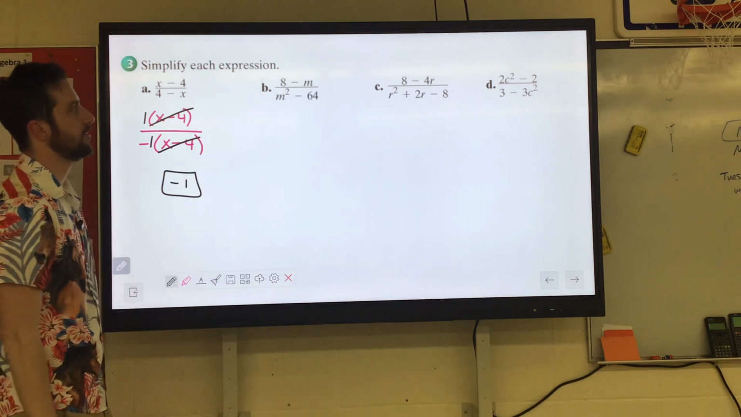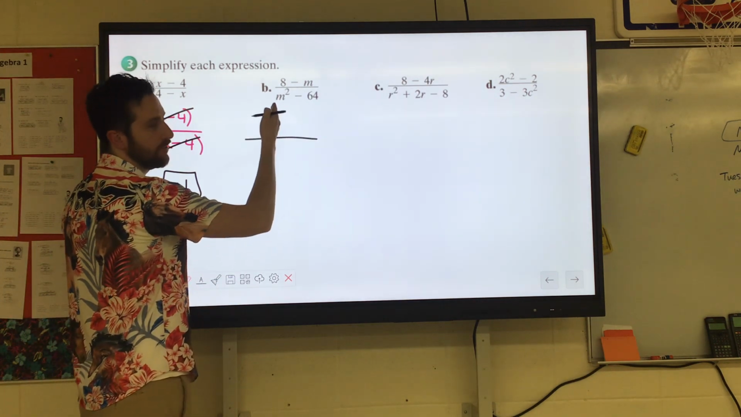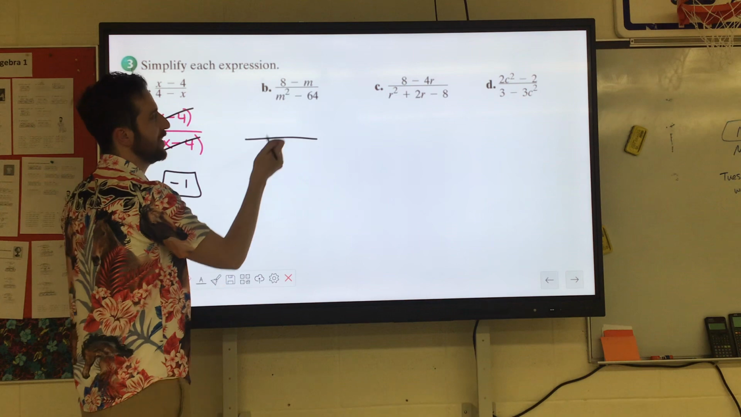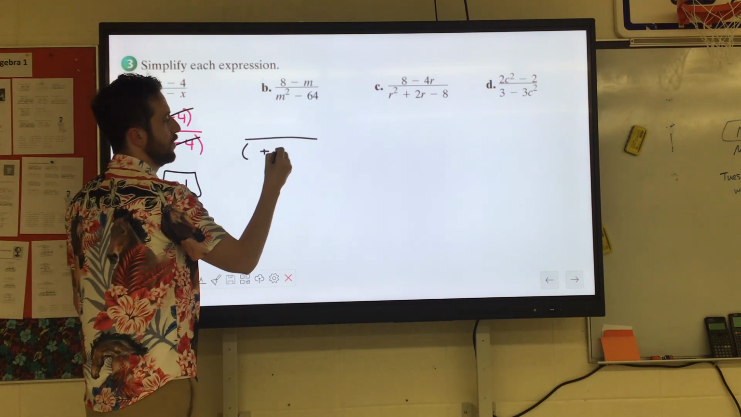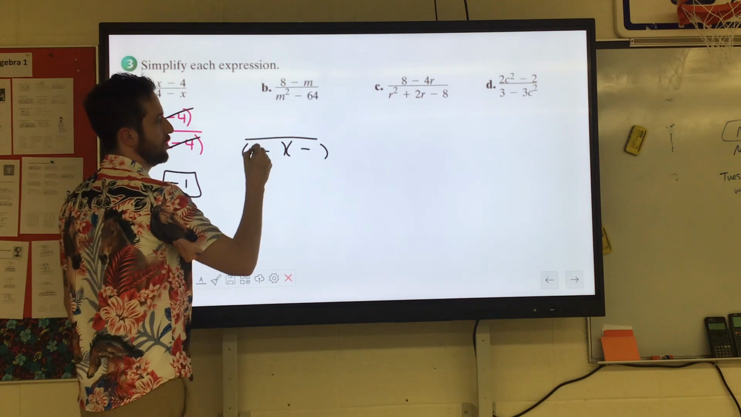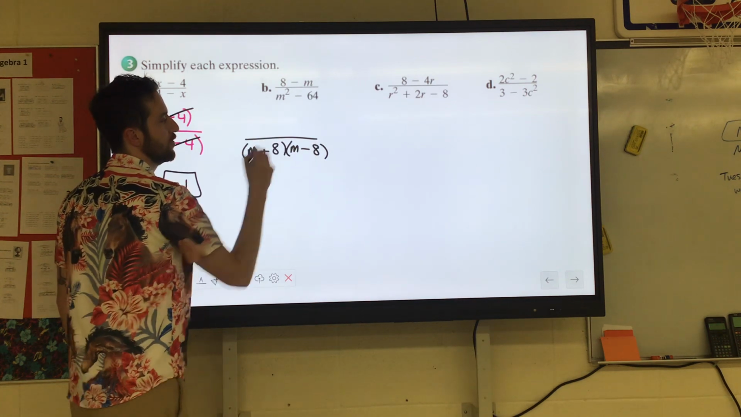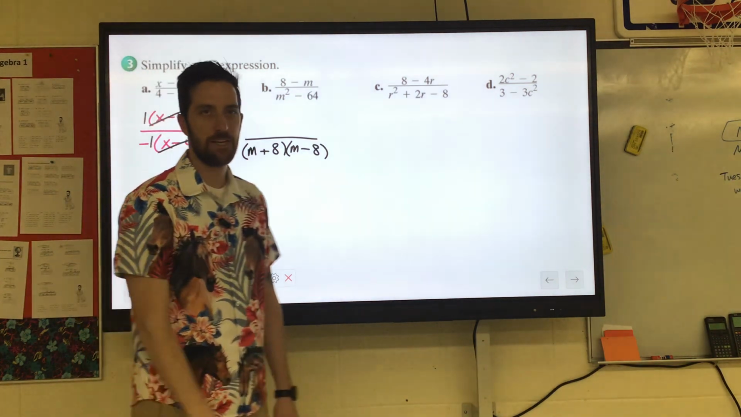All right, I see the numerator. It's 8 minus m. I look at the denominator. Again, that's a difference of squares. I can square root both of those. Square root them, put one with plus, one with a minus. Square root of m squared is m. Square root of 64 is 8. So it factors to m plus 8 times m minus 8.